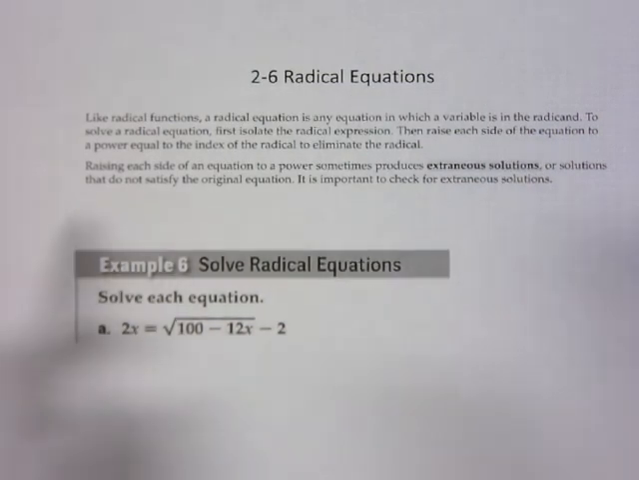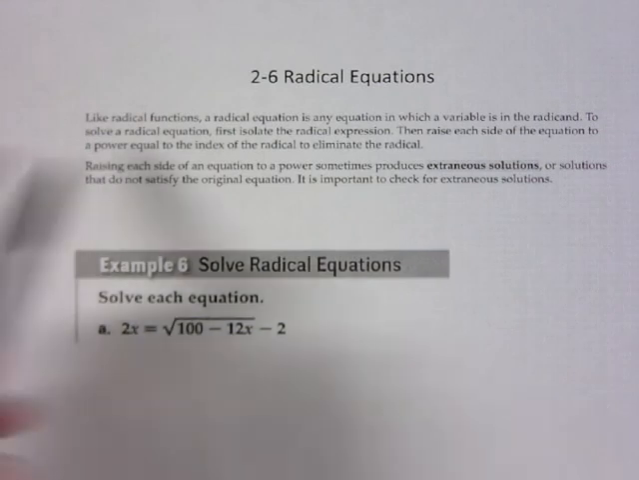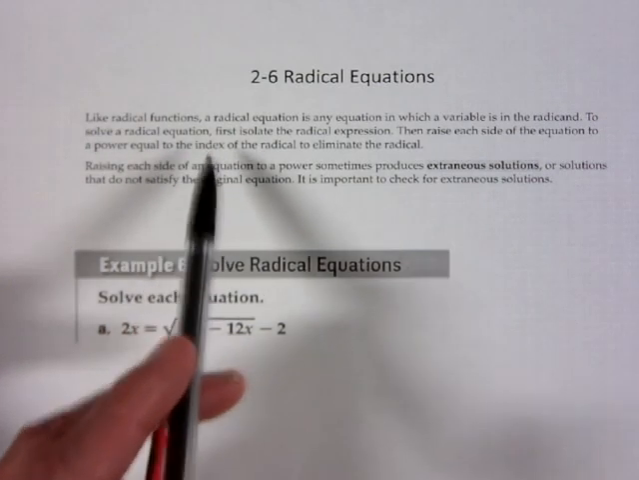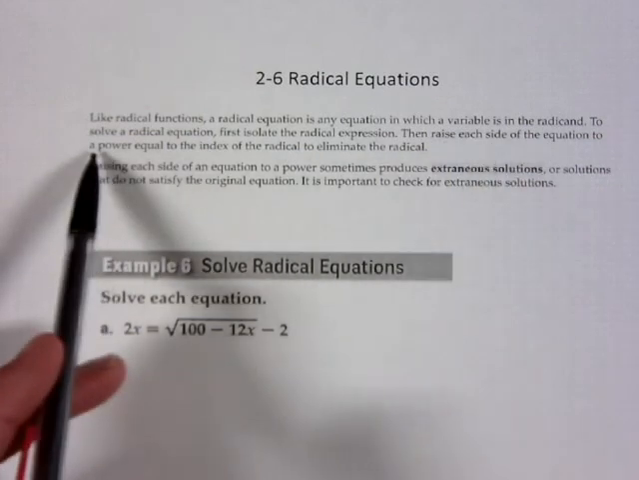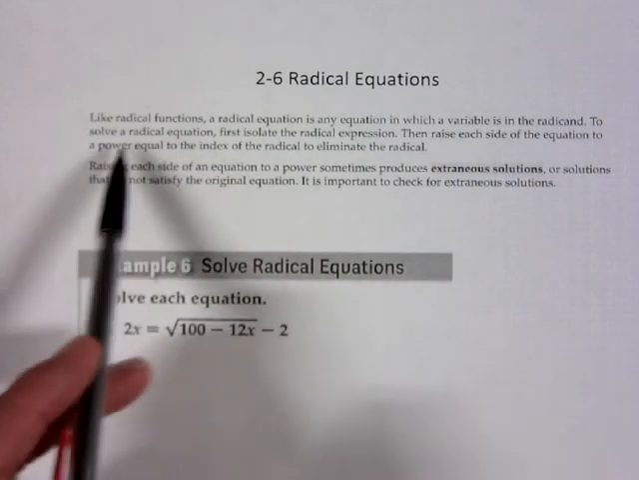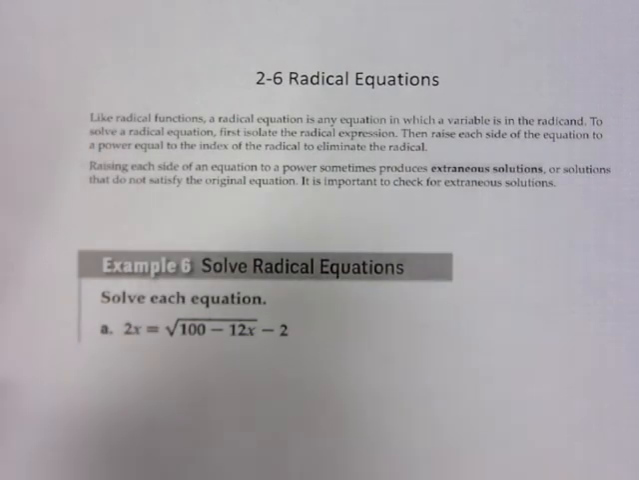All right? And so in order to solve it, here are some general steps. Isolate the radical, and then raise each side of the equation to whatever the power is to eliminate the radical. So if it's a square root, you would square both sides. If it's a third root, you would raise both sides to the third power. Fourth root, raise both sides to the fourth power, and so on.